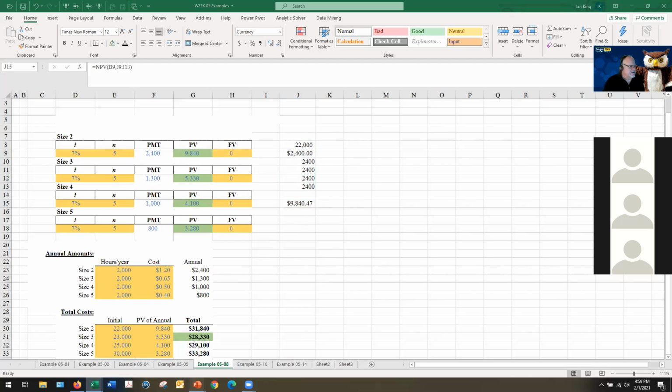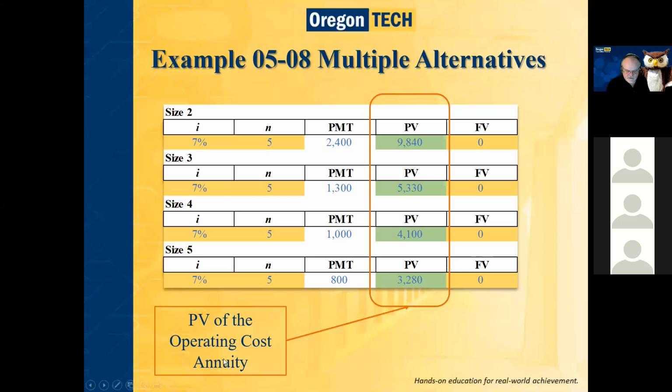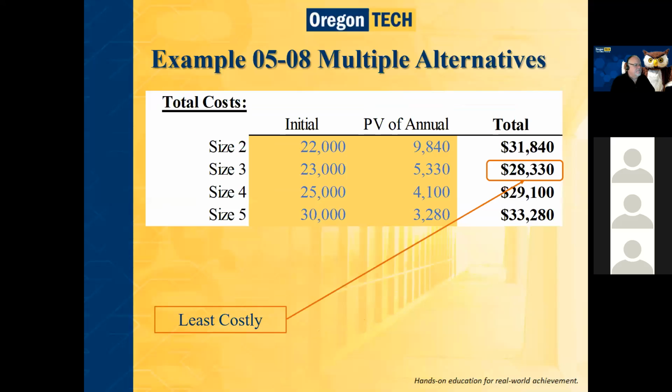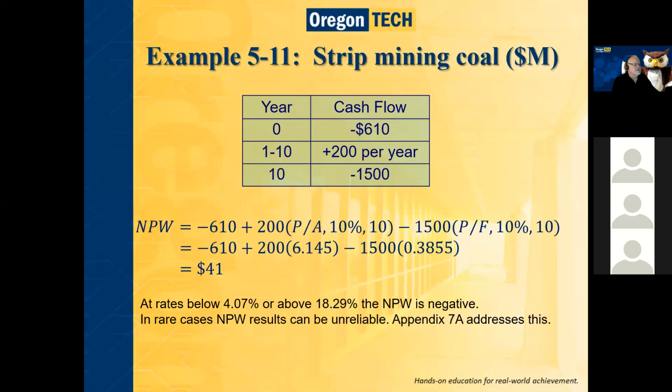Enough said, because people are going to fall asleep soon. All right, multiple alternatives. Bottom line, least costly one, we add up the annual costs. You treat it as an annuity, 5 years, or you can just put it in a table and highlight for net present value. Either one works. There's multiple ways to get this done. Strip mining.